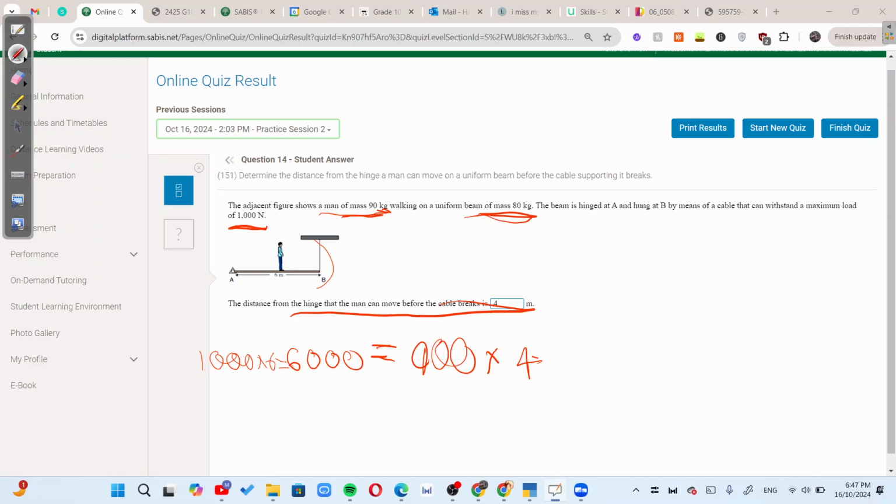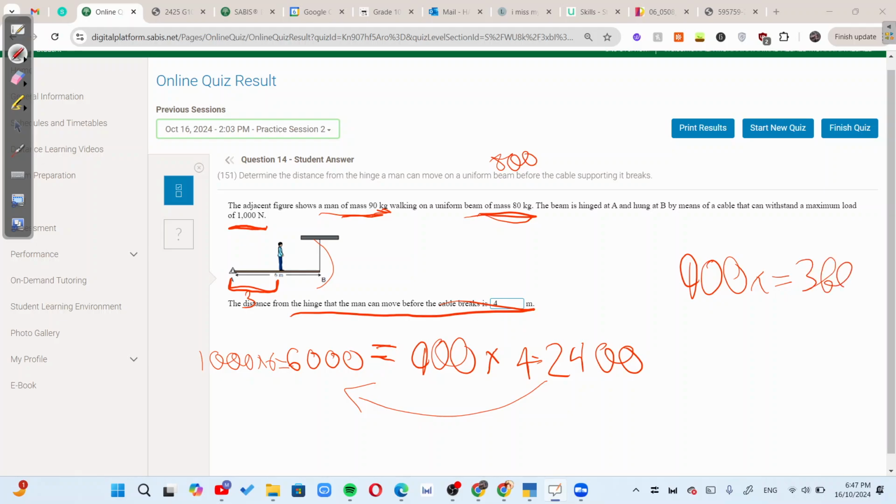Plus the uniform beam's weight. So it's 800, and the distance of your uniform beam is whatever is here. This is 3 meters. If this is 6, this is 3. So you do 800 times 3, you get 2400. Once you get 2400, you subtract it from 6000. So 6000 minus 2400, you get 3600. So you're left with 900x equals 3600, and x equals 4. And that's how you solve this question.